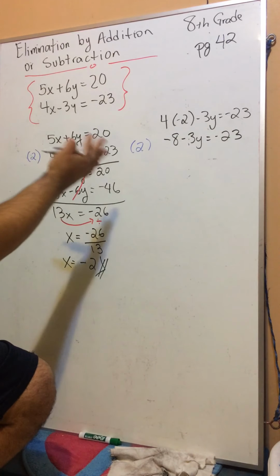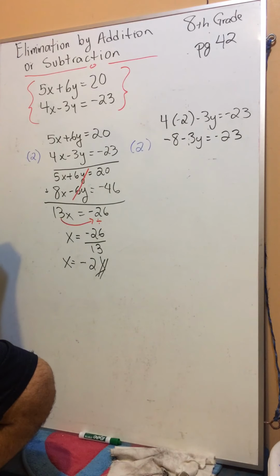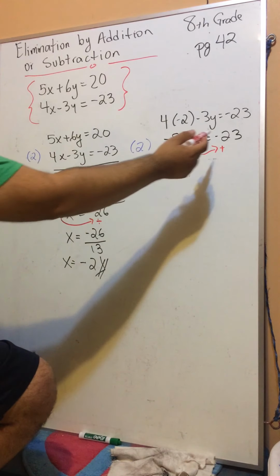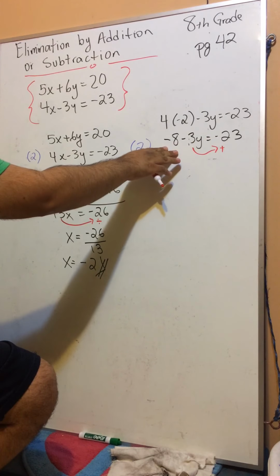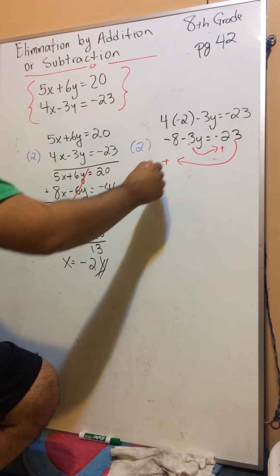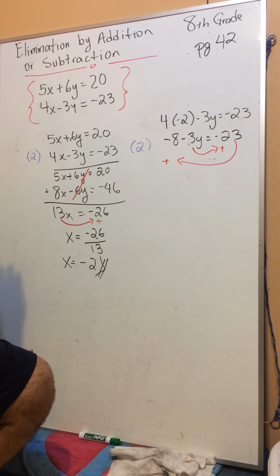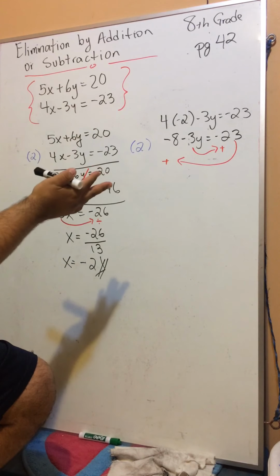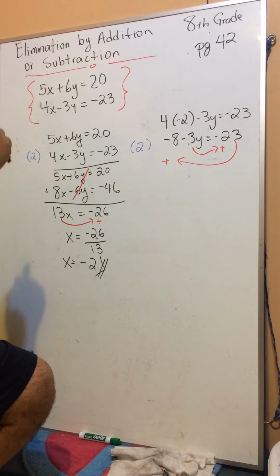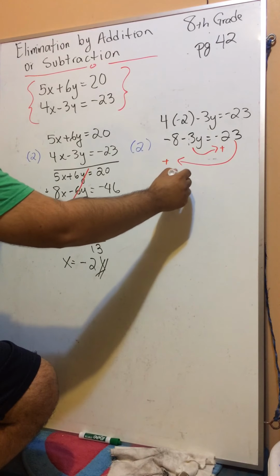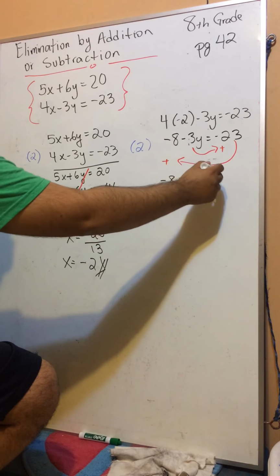We're looking for y to be positive, so we can switch to the other side. If this is negative on this side, we're going to switch it to the other side, positive. Remember, whenever we move a number from one side of the equal sign, we're going to change the sign if we are adding or subtracting. If we multiply or if we divide, we do not change the sign. So we're going to have minus 8 plus 23 equals 3y.